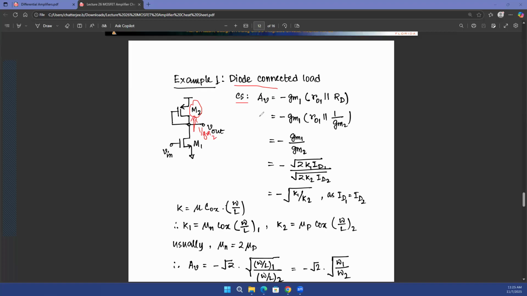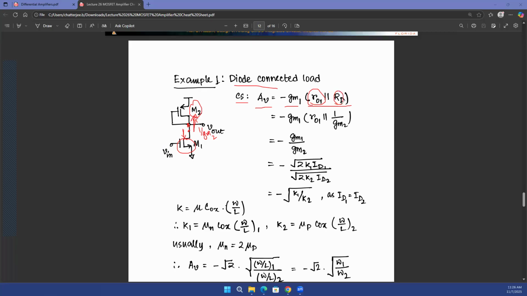Okay. So what is going to be the common source stage's gain? It's going to be minus Gm1 times. Why Gm1? Because Gm of transistor M1 multiplied with the output resistance of transistor M1. What is the output resistance? Looking down at the output terminal, you see the drain of transistor M1, that is RO1. Looking up at the output terminal, you see the drain of transistor M2, the diode connected one. So whatever resistance this load is presenting, that is RD.